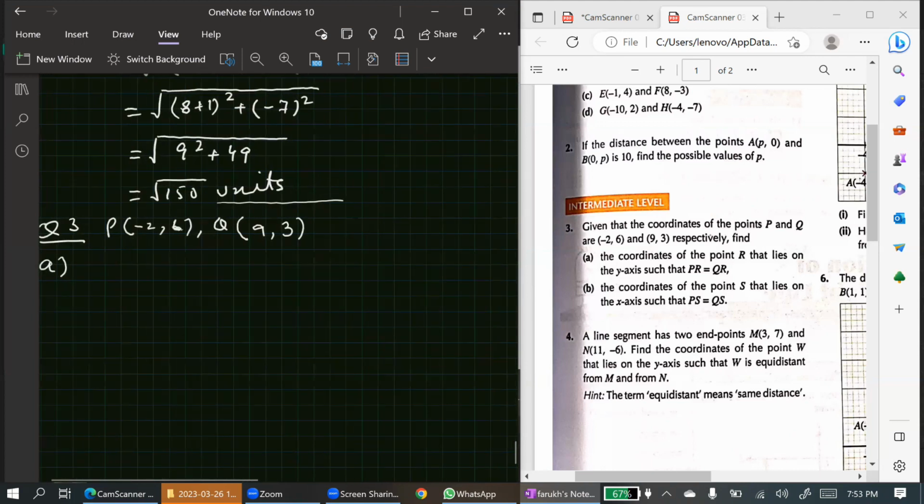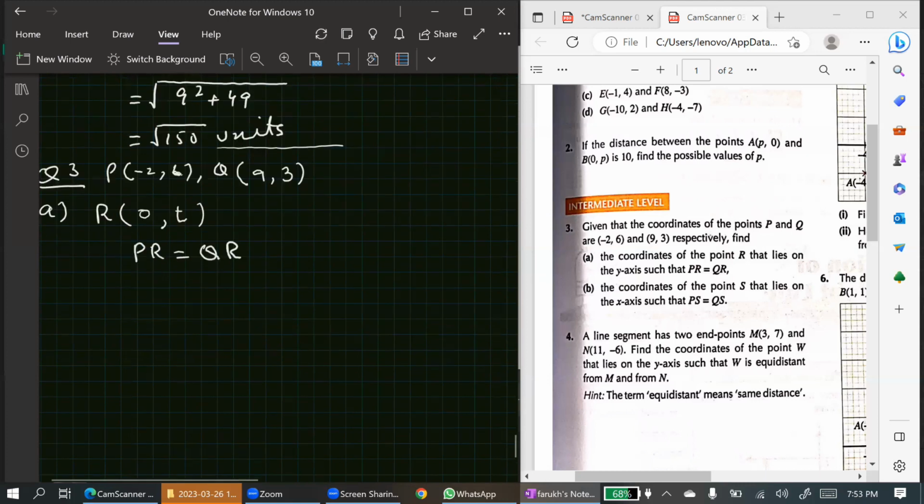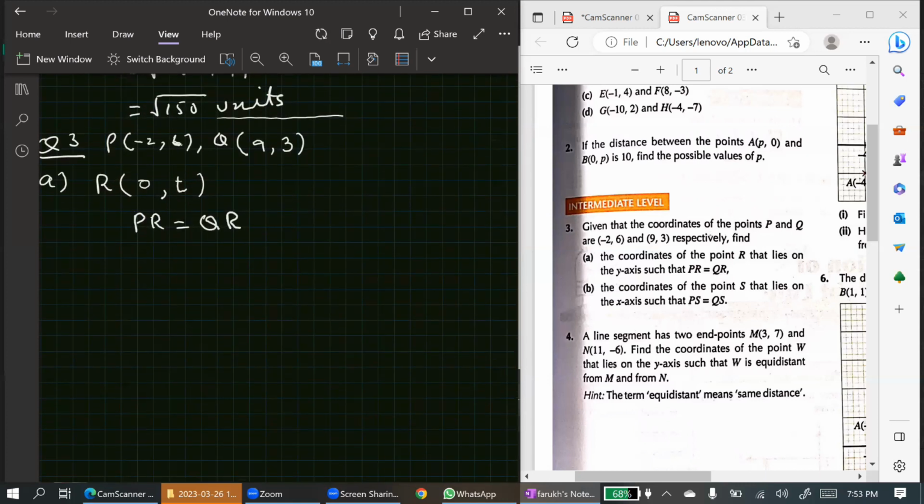Now, R lies on y-axis. And what is the special characteristics of this point? R lies on y-axis, so x is 0. Yes, x coordinate is 0, and the y coordinate, we may assume that is t. R lies on y-axis such that PR is equal to QR, that is, the distance PR is equal to distance QR.